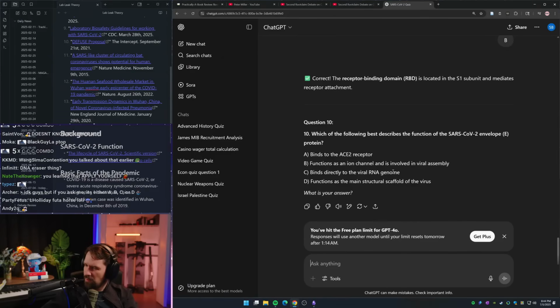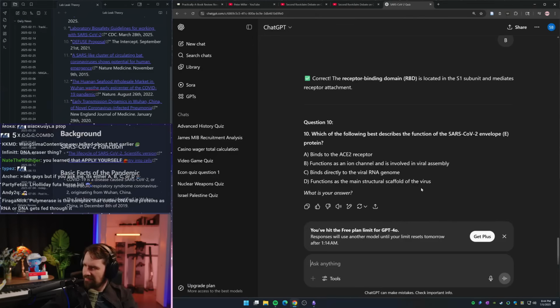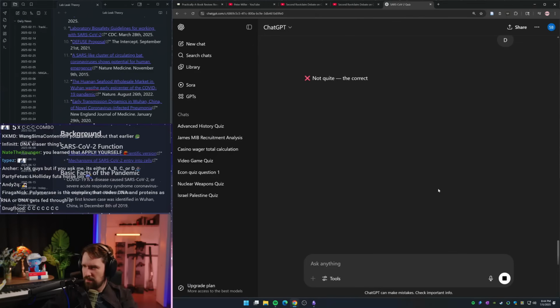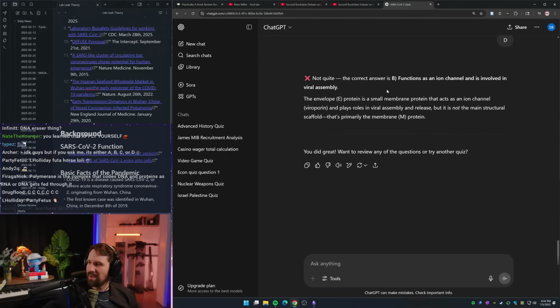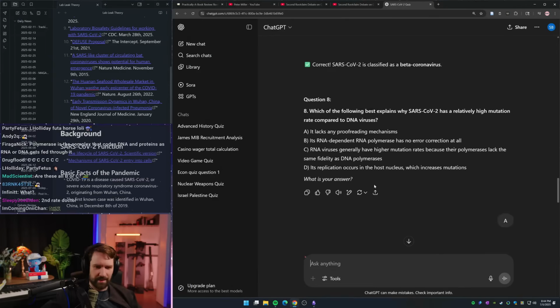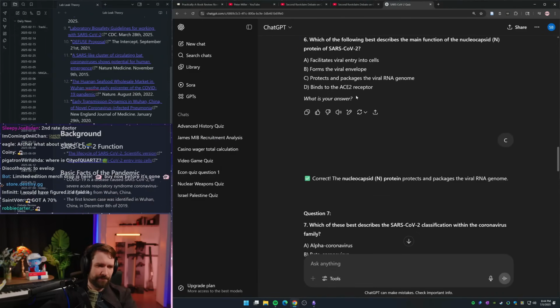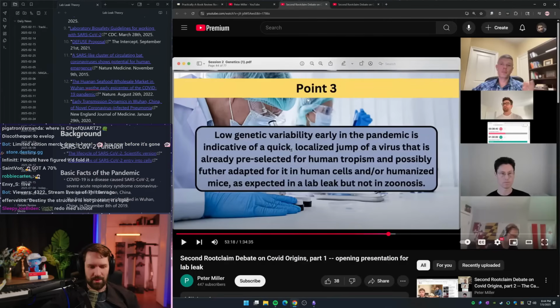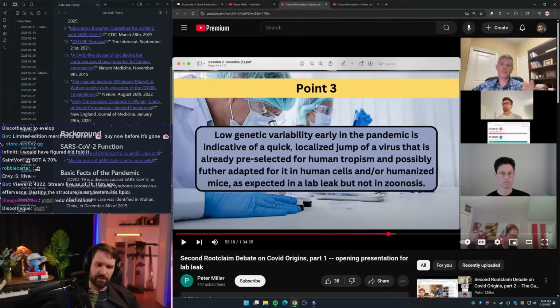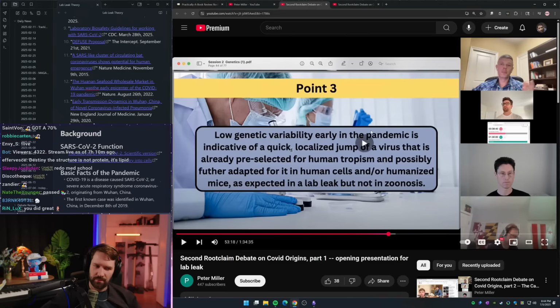Binds to the viral RNA genome, functions as the main structural scaffolding of the virus. I think it's that one. What? Functions as an ion channel. What was it? Whatever. 7 out of 10. That counts. That's what we get on all of these, okay? Okay. The structure is not protein, it's a lipid.